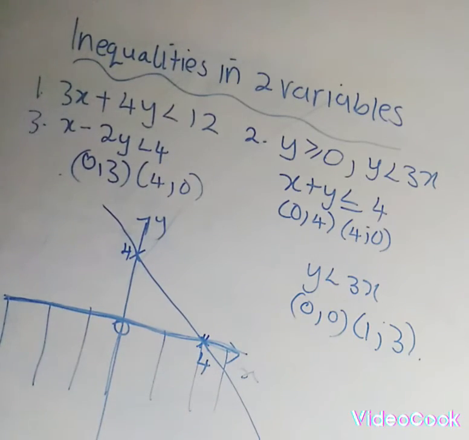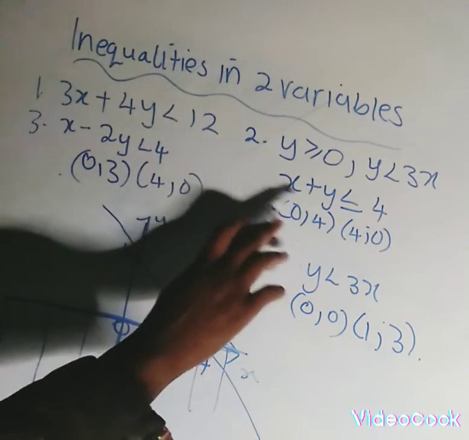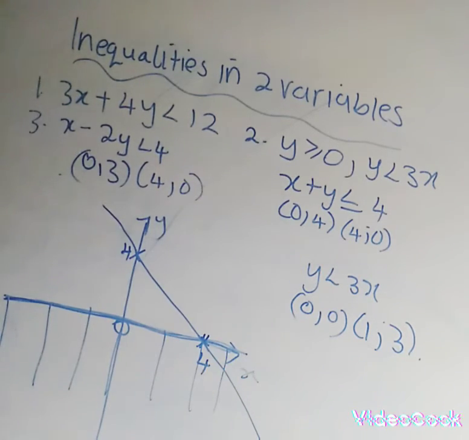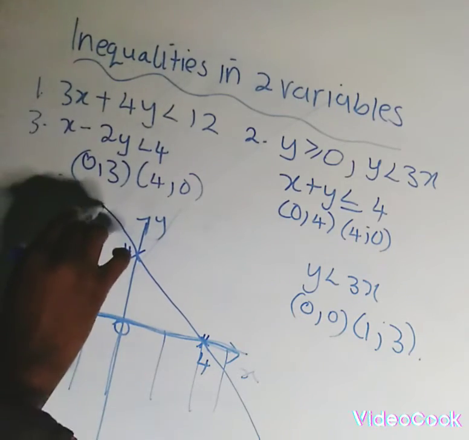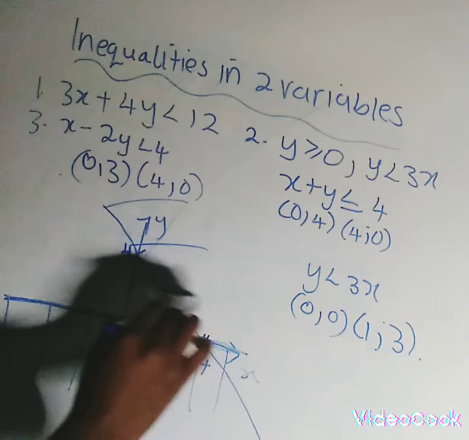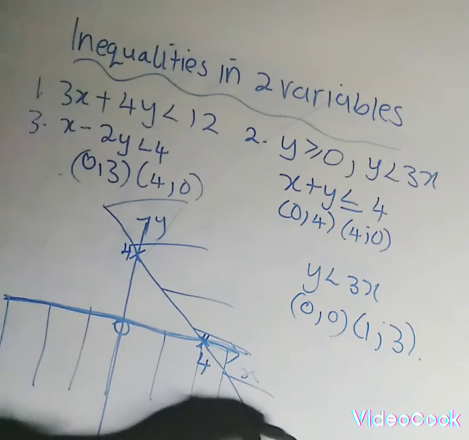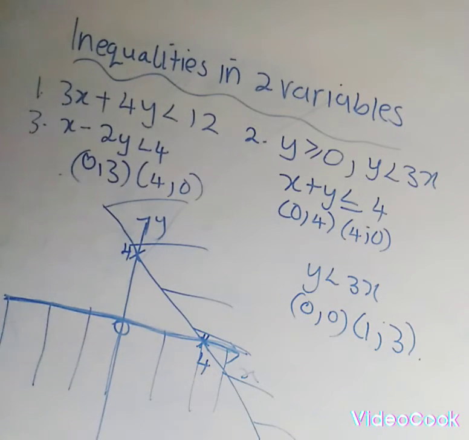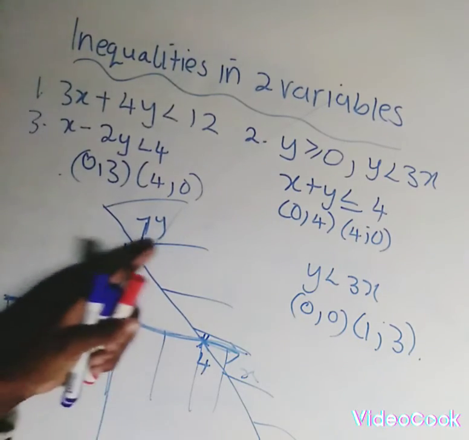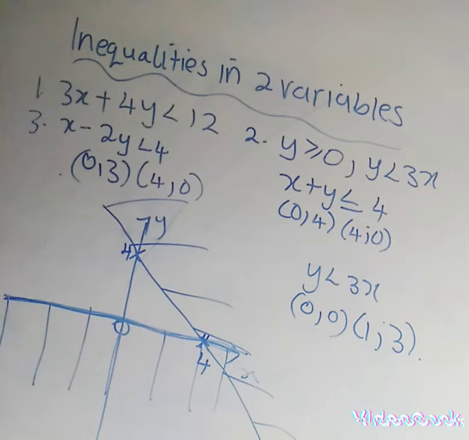Let me put (0, 0). When I put 0 plus 0, is it less than 4? Yes. 0 is less than 4. So this is my wanted region. My unwanted region is going to be that side. Remember, if (0, 0) was going to give me maybe 7 less than 4, that would be wrong, and I was going to shade this side. But the fact that 0 is less than 4, that's why I shaded that part, right?